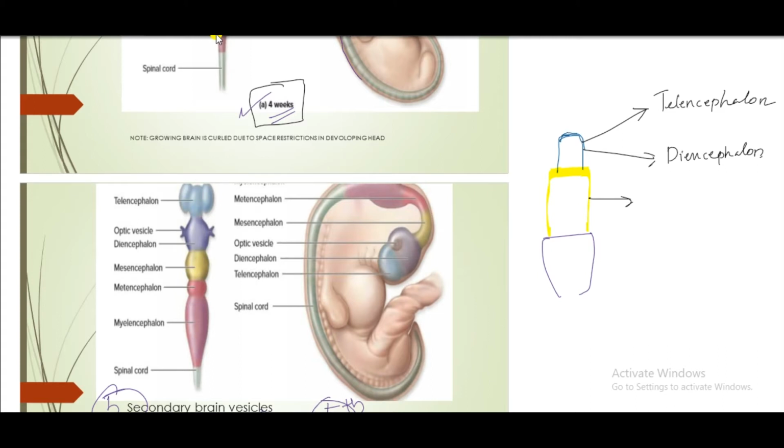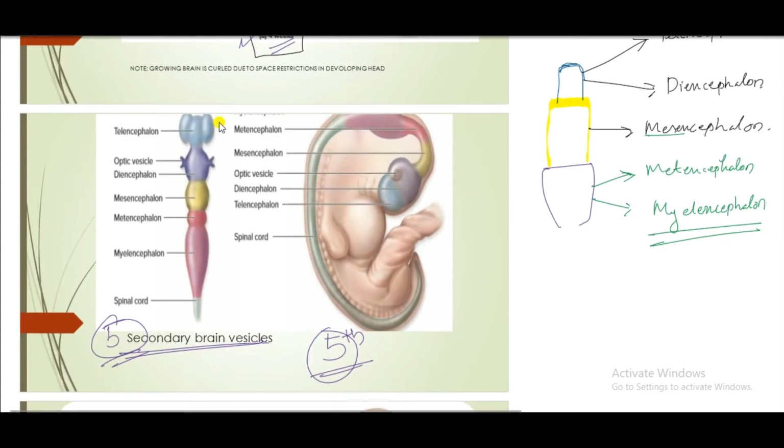From the mesencephalon, there is no secondary vesicle going to be formed, so we can write it as it is, mesencephalon. From the rhombencephalon, again, two vesicles are going to be formed. That is, I wrote MES, then MET, then MY. Okay, metencephalon, then myelencephalon. Okay, I think you got this point.